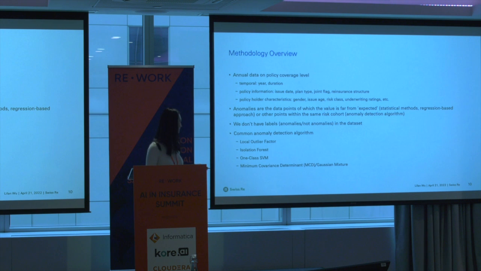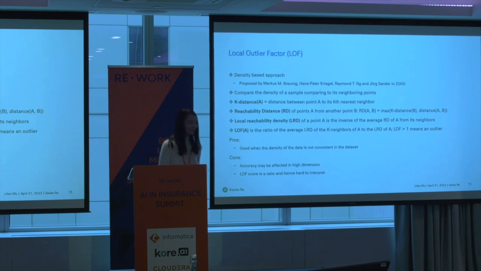the job. Okay, so the next part will be very technical because I'm going to introduce 4 different methods that I'm using for anomaly detection. Okay, so the first one is called local outlier factor. It is a density-based approach proposed in the year 2000. So basically, it compares the density of a sample point to its neighboring points, and treats a point that has a lower density as an outlier.